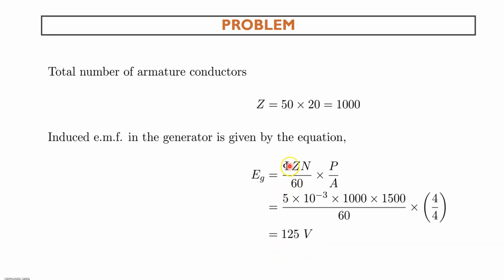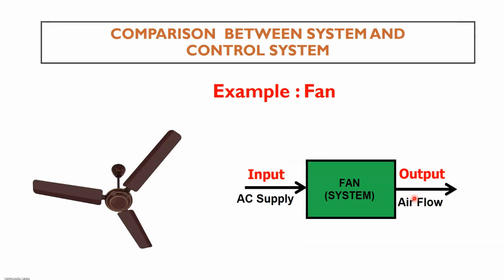Substitute these values in the equation, and you will get the value of the induced EMF. φ is the flux per pole, Z is the number of conductors, N is the speed in RPM, P is the number of poles, and A is the number of parallel paths. Here A is equal to P, so this will be cancelled. Then finally we will get the answer like this.